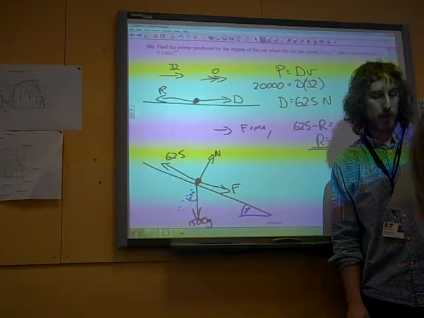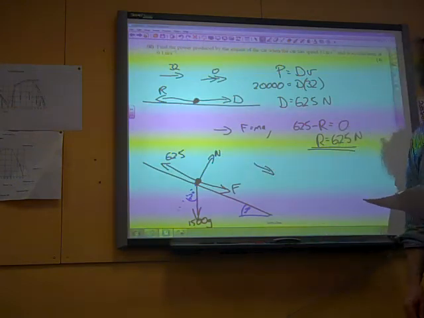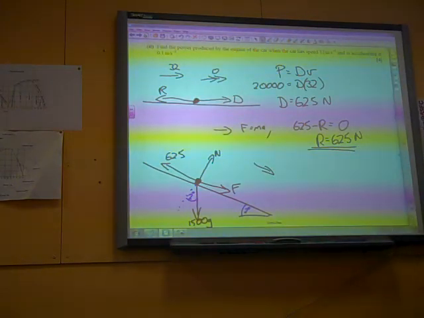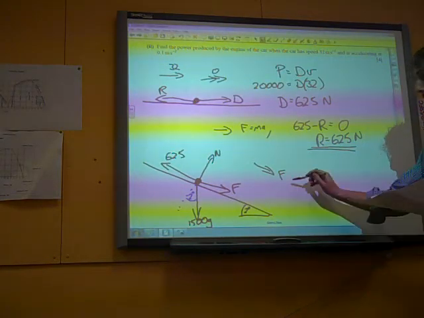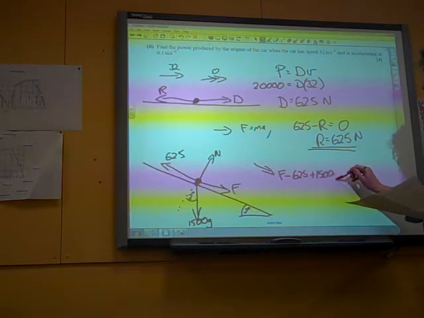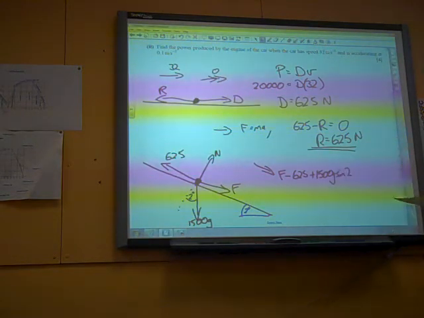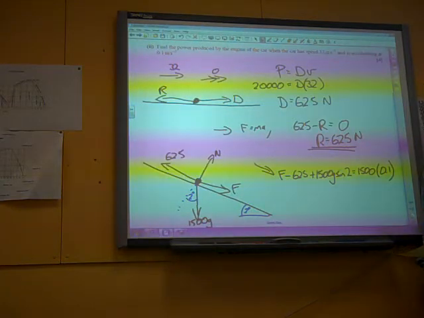And so, what can we think about here? Well, if we resolve in the direction of motion, so down the inclined plane, we have F minus 625 plus 1500 g sine 2 is equal to the mass times the acceleration, and the question said the acceleration was 0.1. So we should have that equation. That's not difficult, is it? We should have come straight up with that.